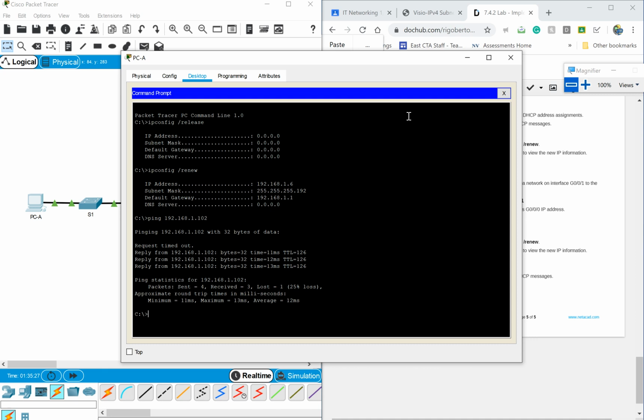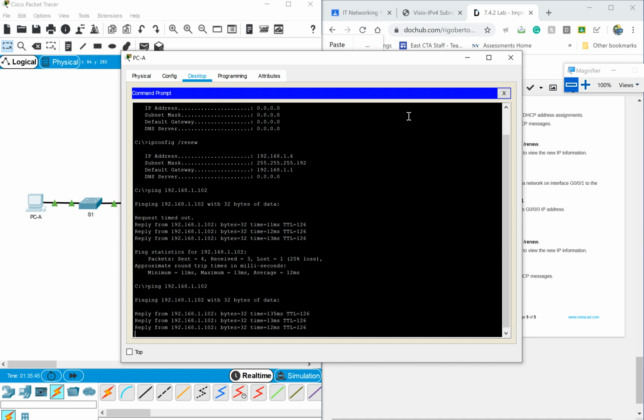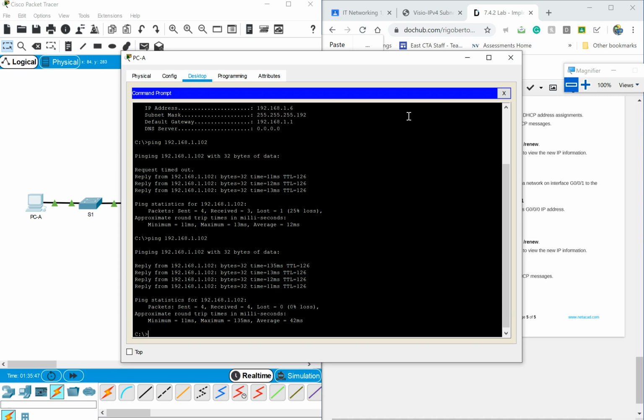Some of you may wonder why it fails on the first one. Why does it time out? It's because the MAC tables still have not converged with each other. ARP has not gone through and sent out all the information that it needs. Once this happens, I can run it one more time and I will get end-to-end connectivity. So I have pinged from PCA to PCB.